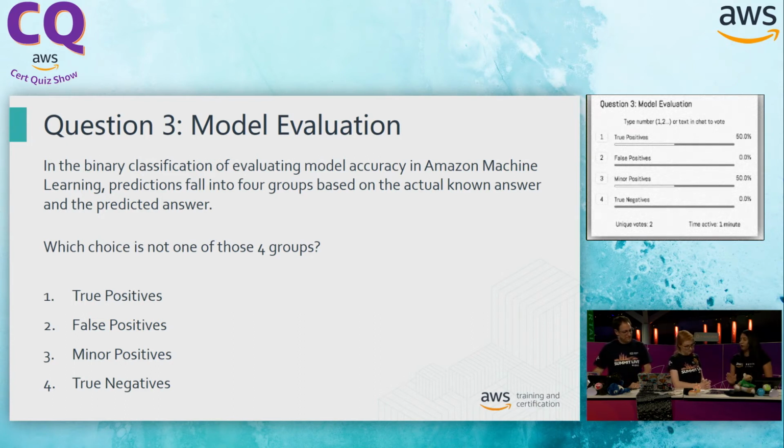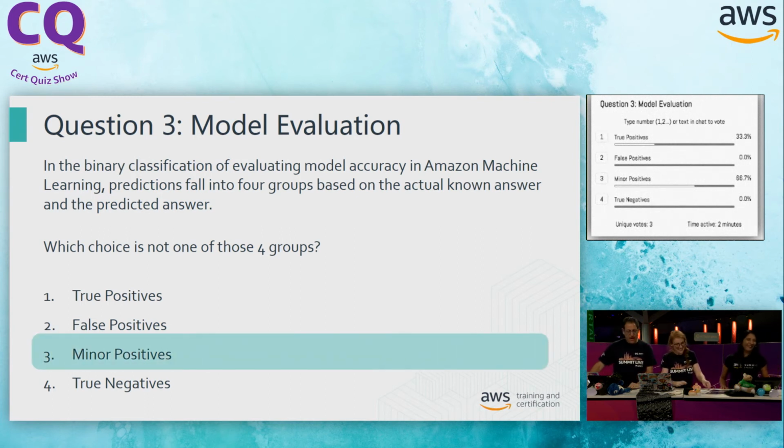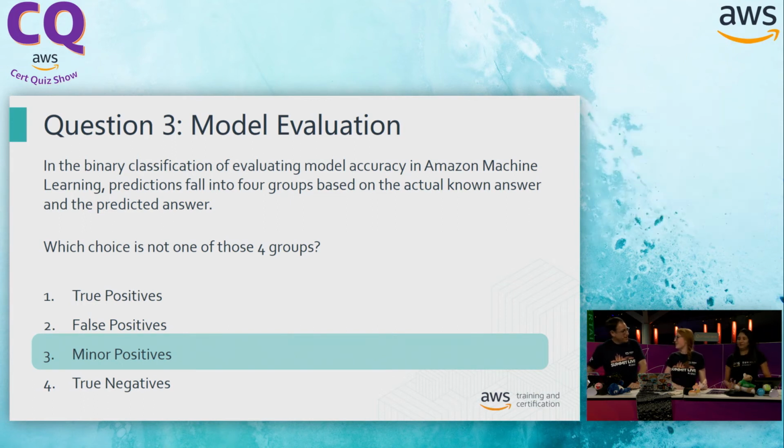So I would just discard option number 3 altogether. The answer is option number 3. It's not a concept in machine learning, and that is why it is the answer. Have they managed to figure it out online? Yes, we have agreed that it is the minor positive. Let's double check. Number 3 it is. Answer revealed: there's no concept of minor positive. Number 3. Fantastic. We got there.